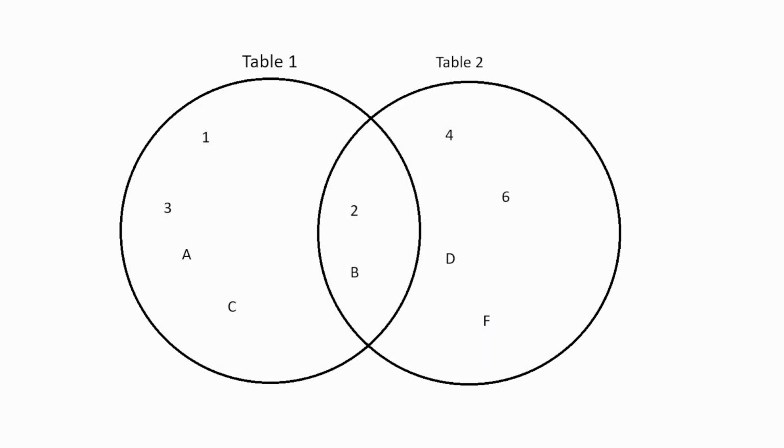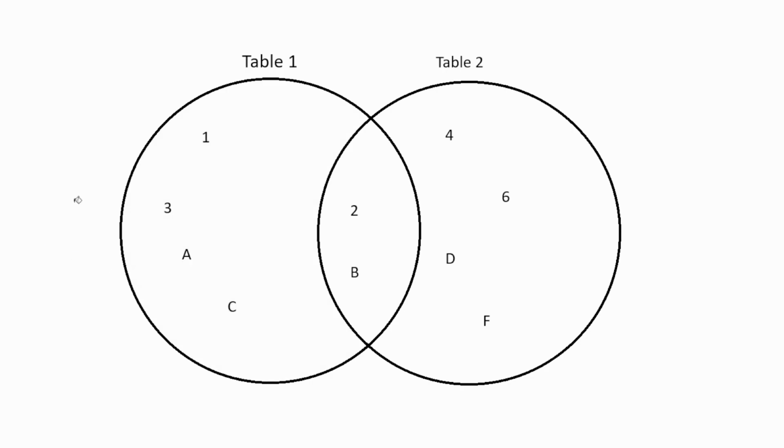We have inner only, and that is just the ones that are matching from both. So that would be 2 and B. We also have left anti. So that is only the rows in table 1. So that is exclusively table 1, not the similarities in table 2. So that would be 1, 3, A, C.